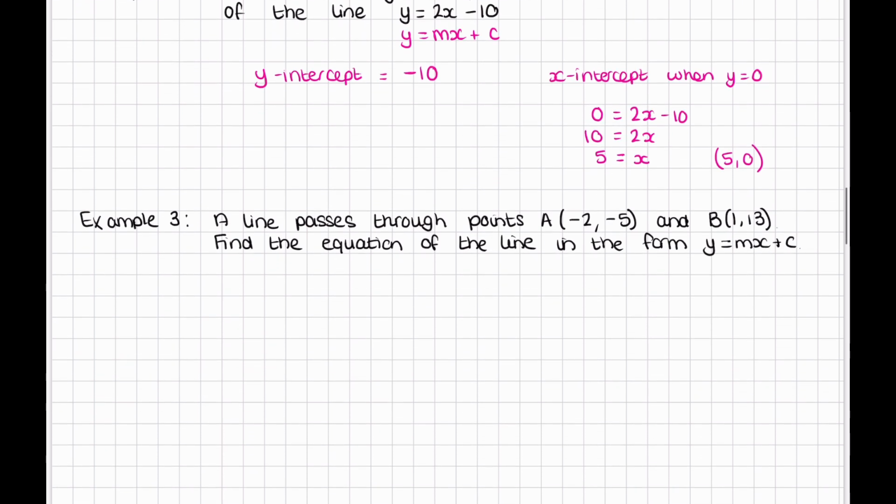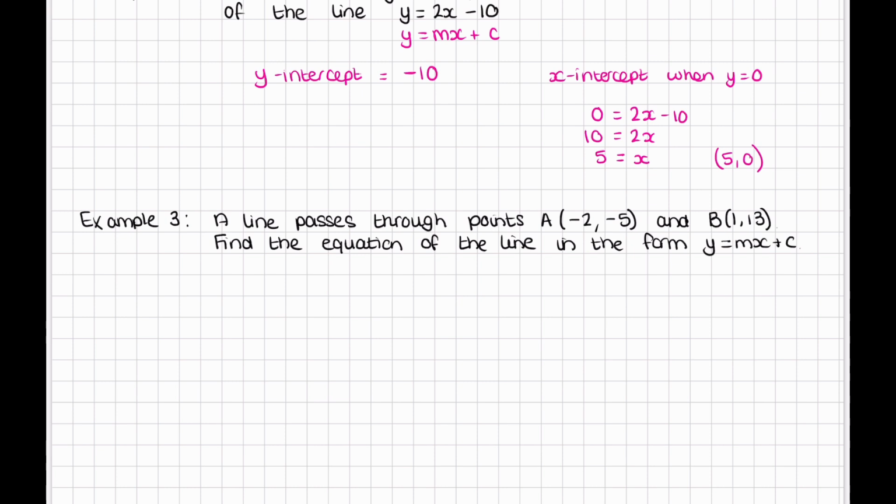Example 3, a line passes through points A, which is (negative 2, negative 5), and B, (1, 13). Find the equation of the line in the form y equals mx plus c. There's different ways you can do this. I'm going to do this the way that I prefer.